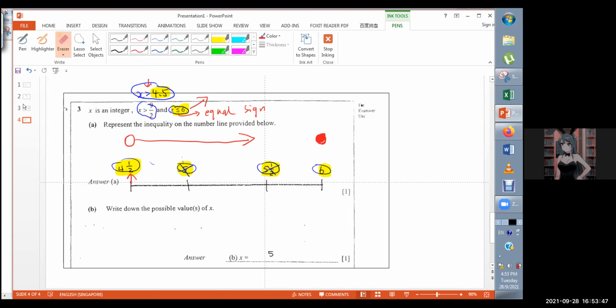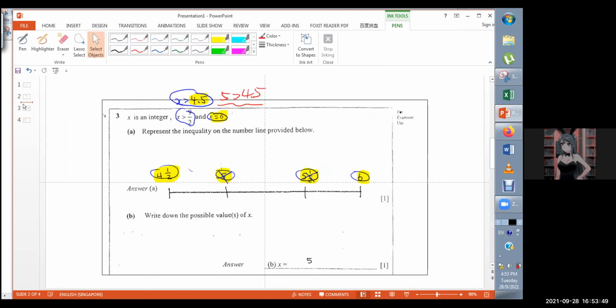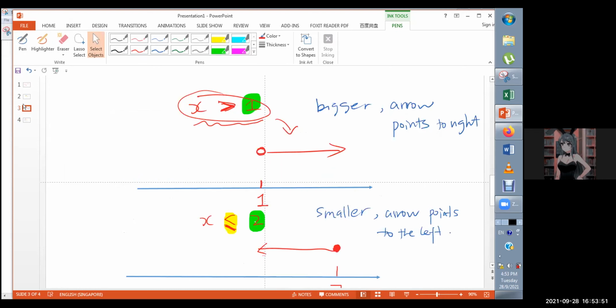Hold on. Let me go to the previous slide. So over here, there is no equal sign, right? No equal sign, empty circle. Then over here, there's an equal sign, right? Can you see there is an equal sign here? Then solid circle. All right. Make sense?